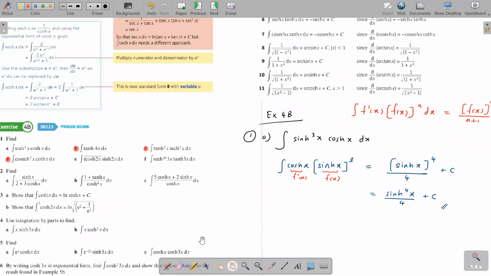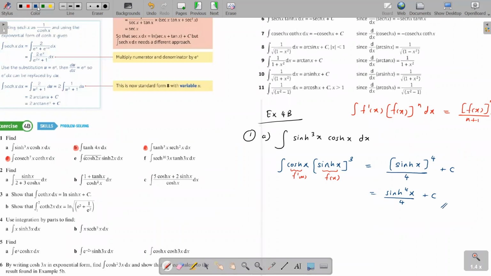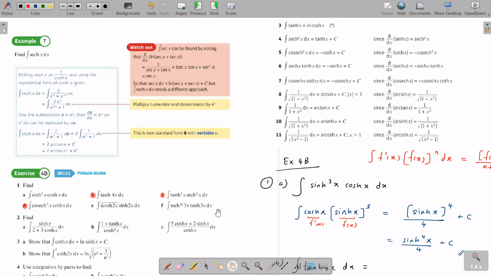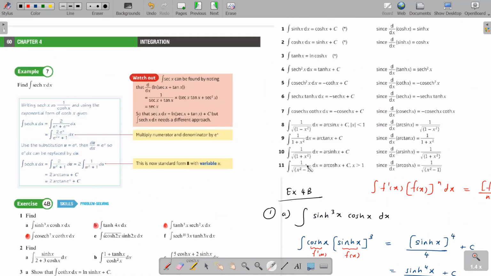Part B, integration of tanh 4x. What happens here? When it comes to integration of tanh 4x, again you can see that I don't have integration of tan directly, but I have the integration of tanh 4x given immediately. So we can use that. Let's use it. We can use this rule also: integration of tan x is ln cos x. However, we have tan 4x.